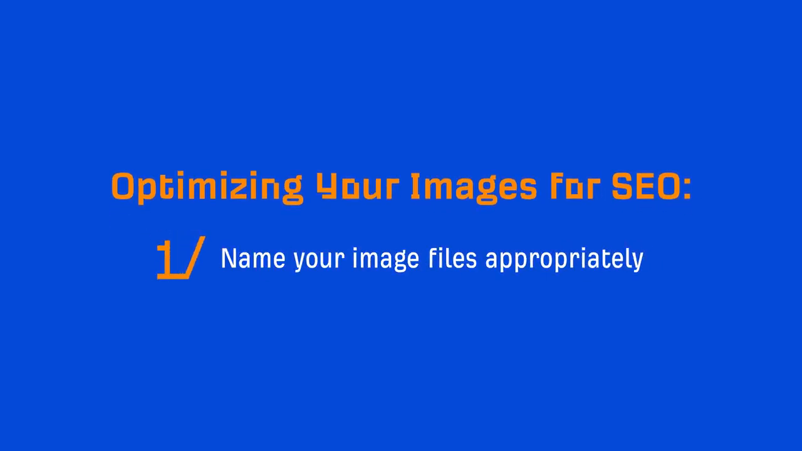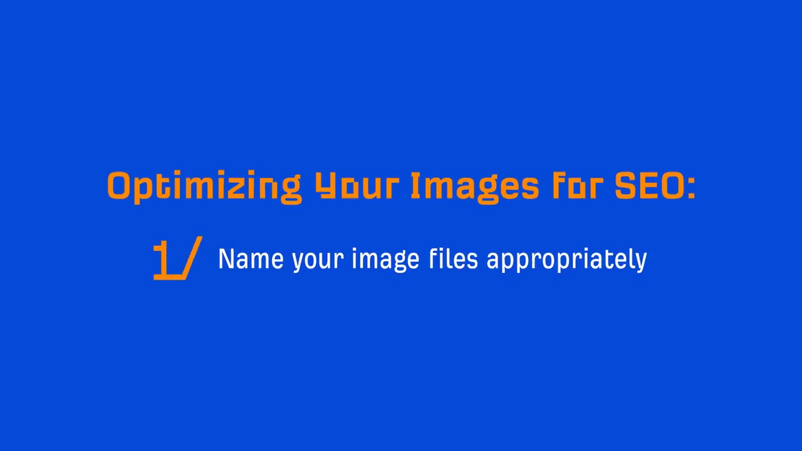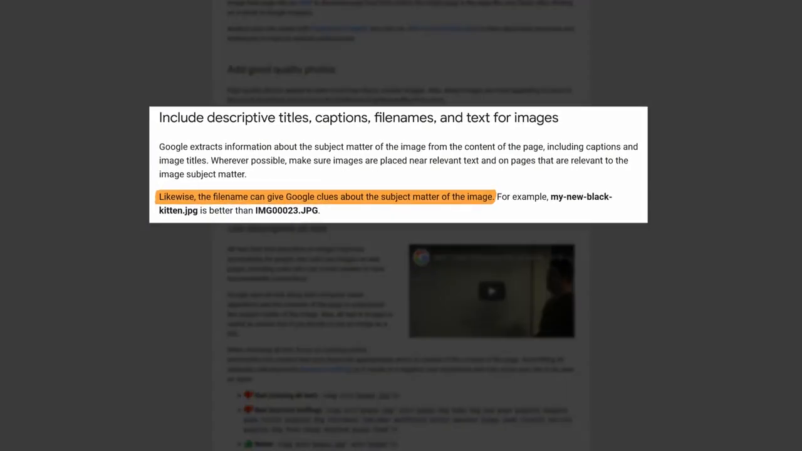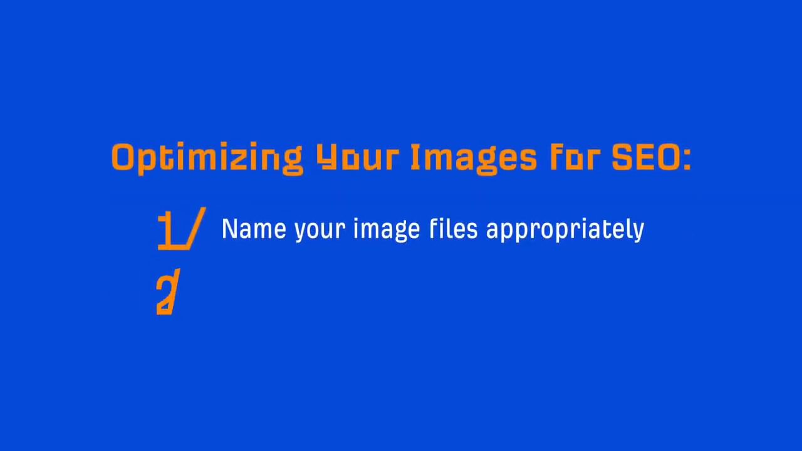Number one, name your image files appropriately. For example, this is a picture of a puppy. If you took the photo yourself, then chances are your smartphone or camera named it something like img underscore and then a million numbers. Instead, change the file name to something like puppy. Not exactly rocket science, but according to Google, file names can give Google clues about the subject matter of the image. Number two, use descriptive alt text.